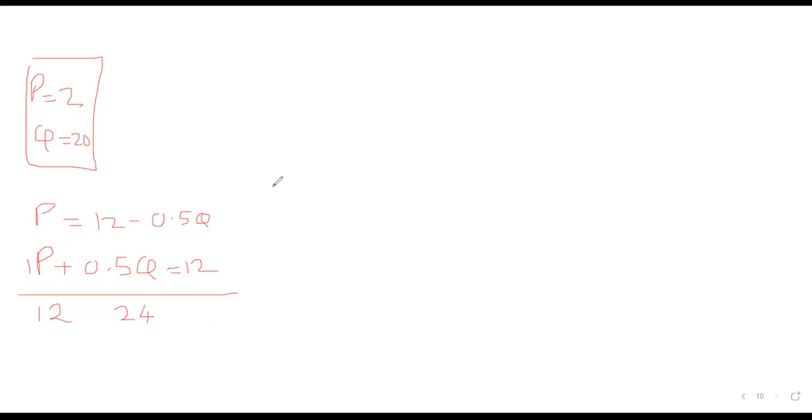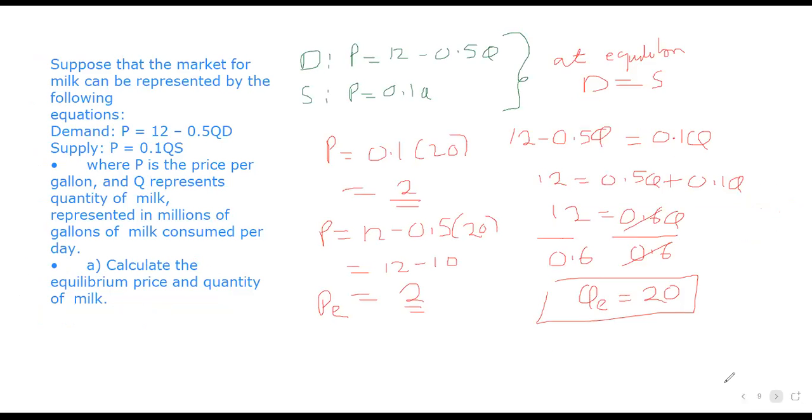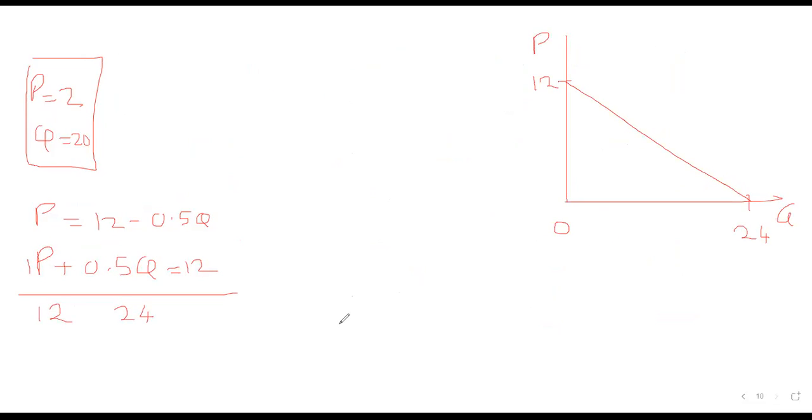Okay. Then we draw the graph. How do we draw the graph? Okay, so on the P side, the point we are going to take is 12. And then on the Q side, the point will be 24. Excellent. All right. Is he right? Yes, he is. All right, then let's go to our supply. Our supply is P is equal to 0.1 Q. What do we do?